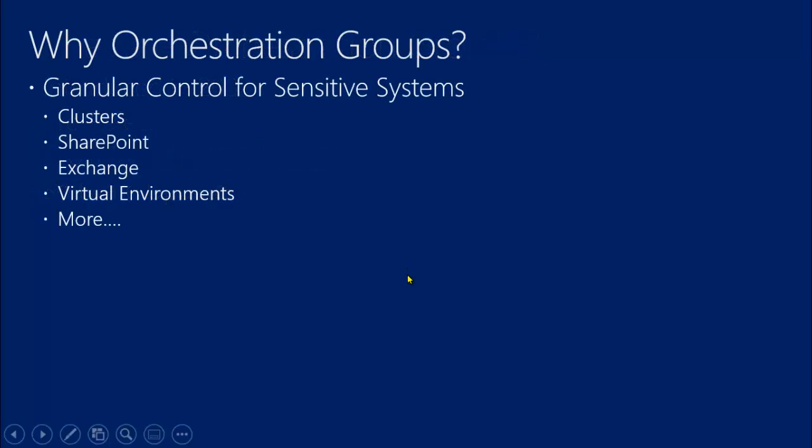So why do we care about these orchestration groups? Well, I've already mentioned it, right? Granular control for sensitive systems. Could be clusters, could be SharePoint, Exchange, could be virtual environments. I already talked about it, right? Could be your own variant of this, right? But having that granular control on these systems as they go through the software updating process is a pretty big deal.